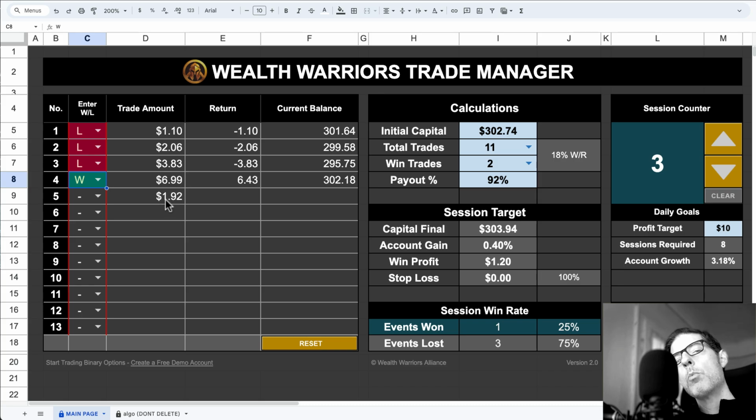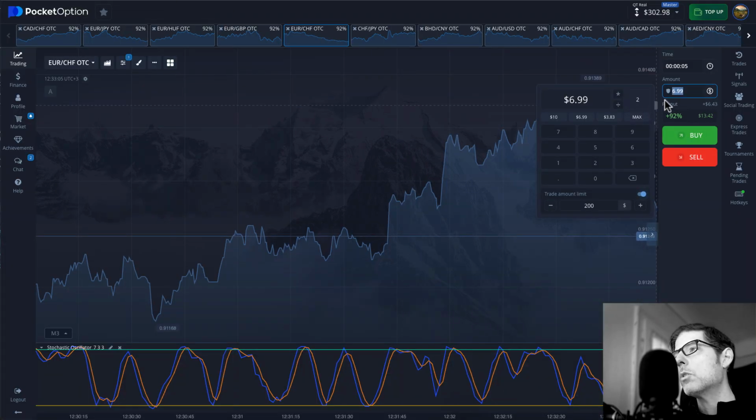And what happens with most traders is they end up trading with larger amounts. After they've had losses, they trade with larger and larger amounts to make up for those losses. And that's not what we have to do here with the trade manager. As you can see, we are now using a smaller amount to win instead of a larger amount. So that's 192.